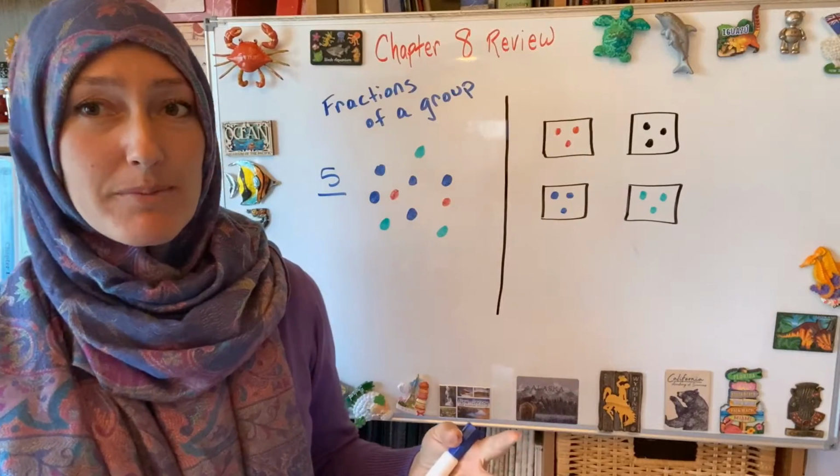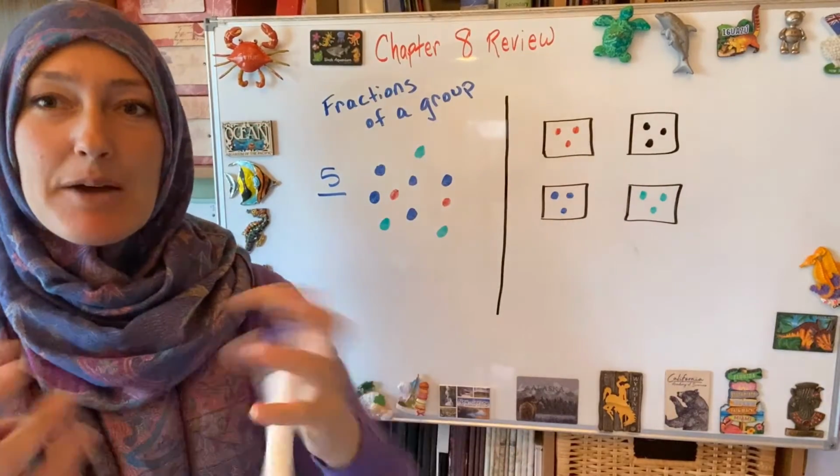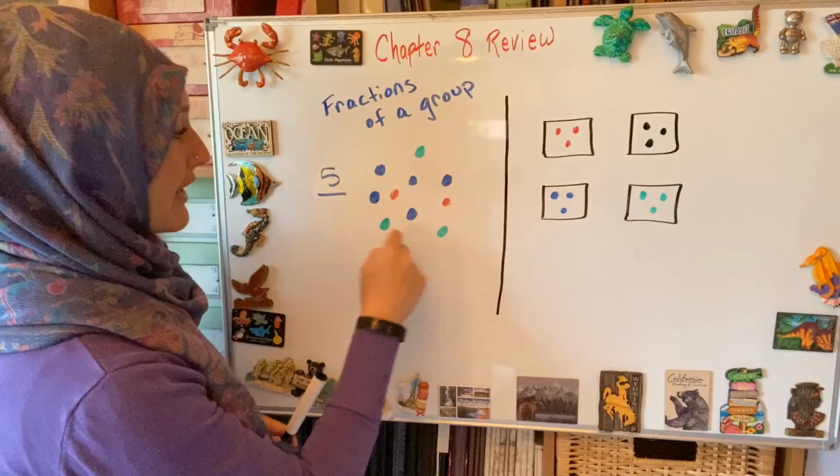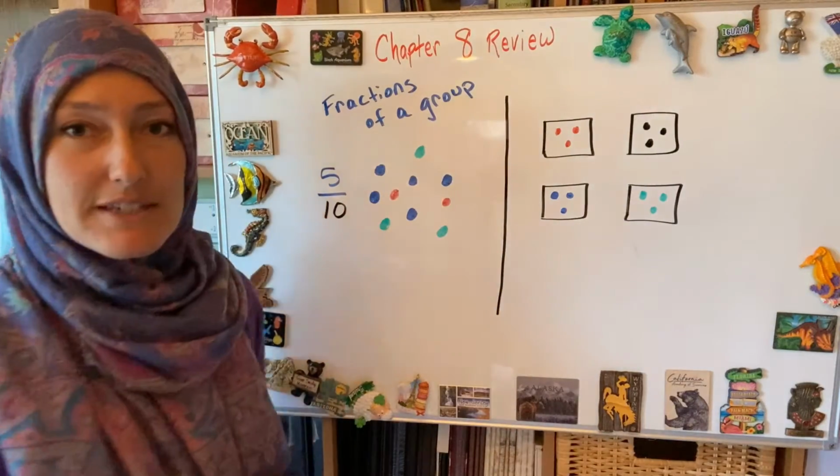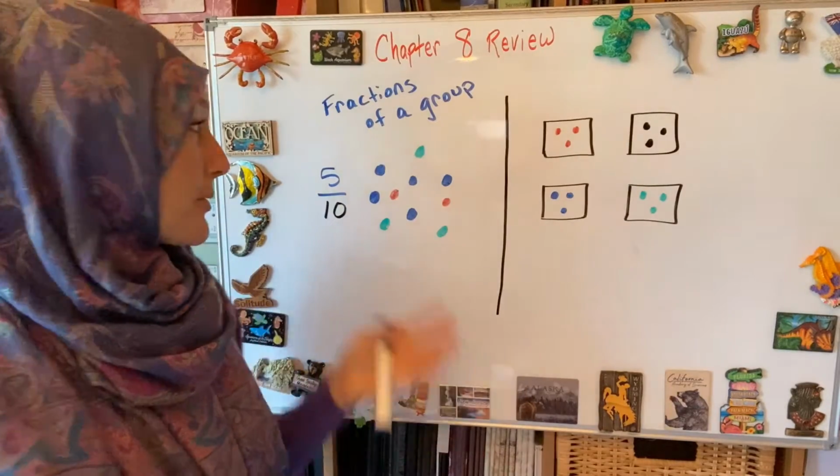And what fraction of them are blue? That means the denominator is how many there are all together. So 5, 6, 7, 8, 9, 10. There's 10 all together. So what fraction are blue? 5/10.